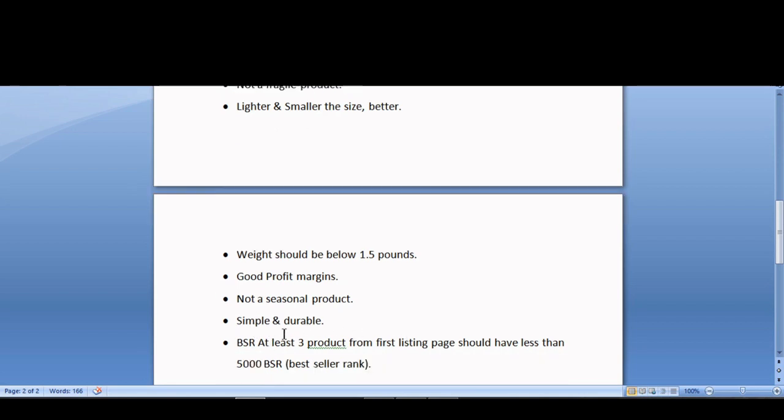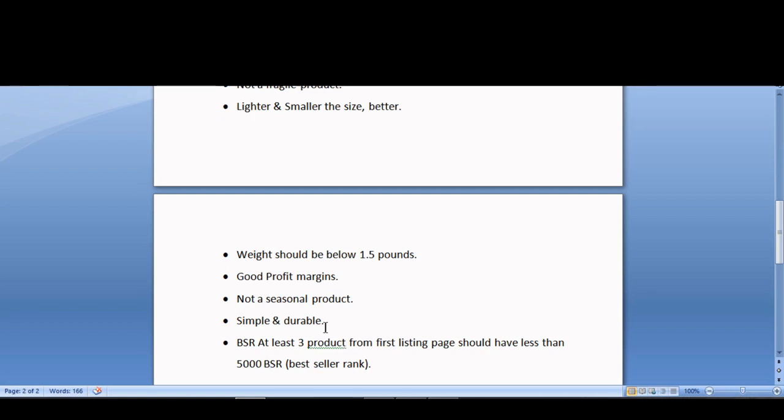Next and last one is BSR. BSR should be below 5,000. BSR stands for bestseller rank. When you search a product on Amazon.com, and you find a product and open it on the Chrome extension, more of the products should have less than 5,000 BSR.